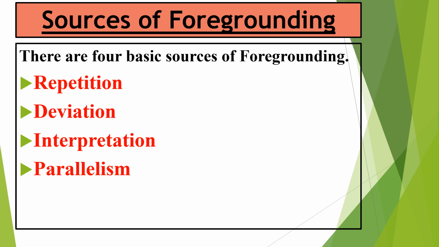So now the basic purpose of this presentation is to talk about the sources of foregrounding, and those are repetition, deviation, interpretation, and parallelism. Repetition and parallelism are somewhat related, but we have categorized them separately. So if you have a long question, you could have good material in order to get good grades.